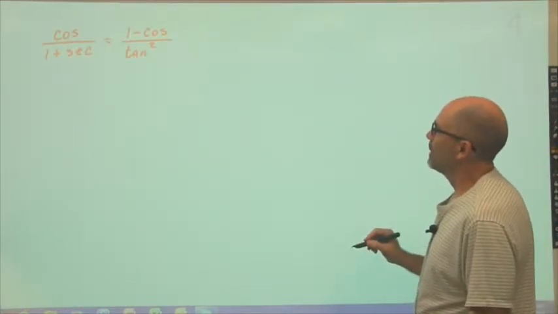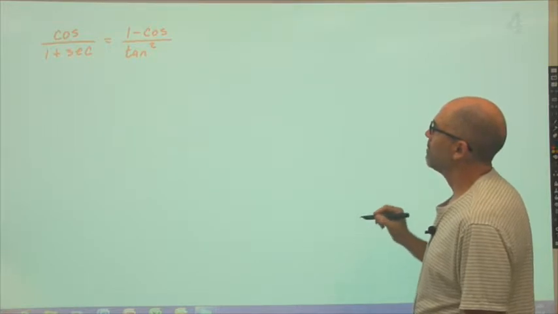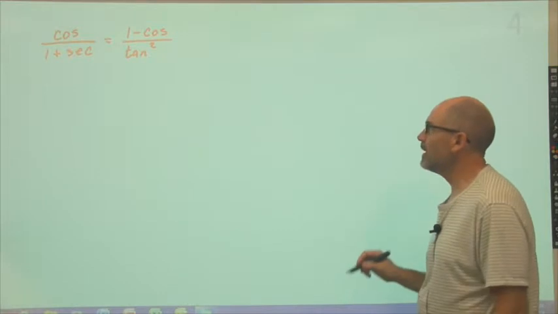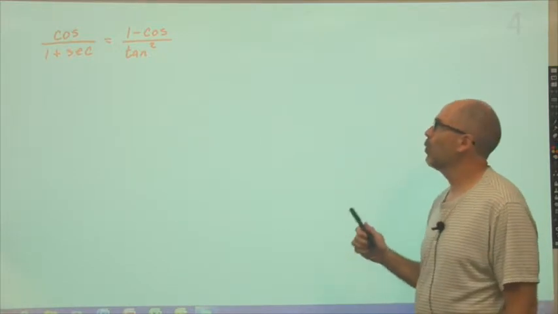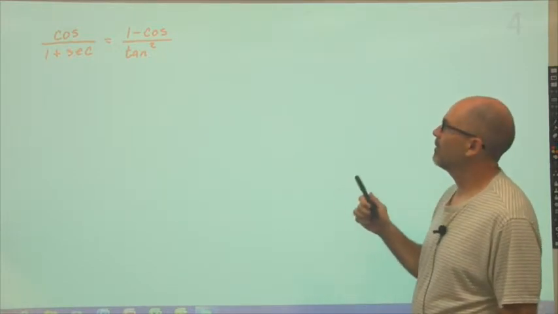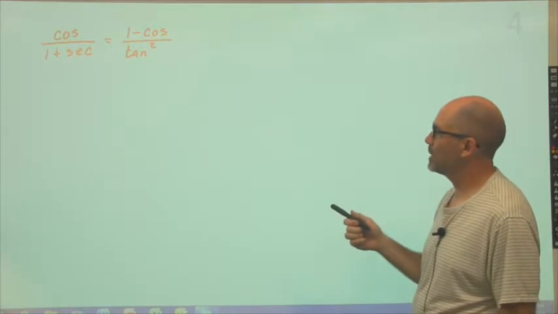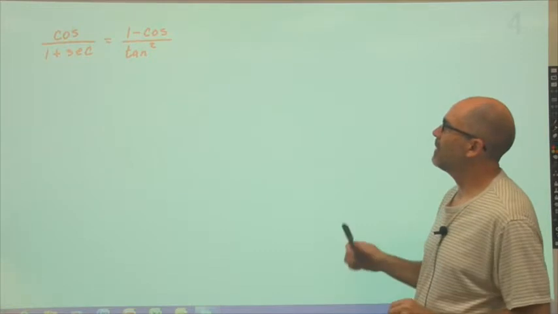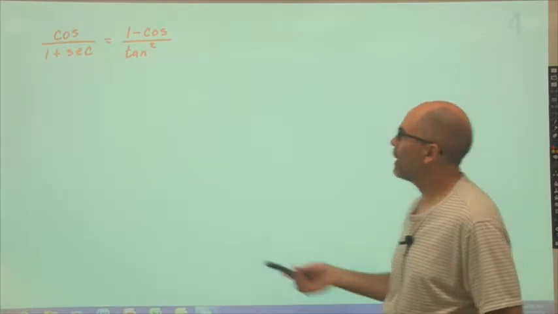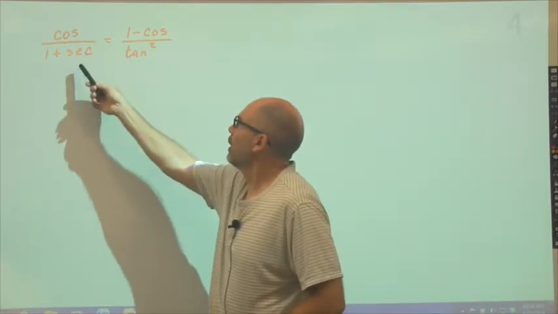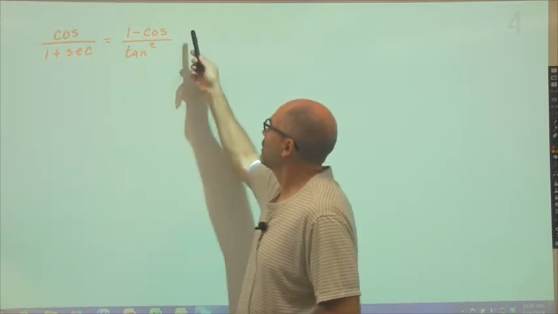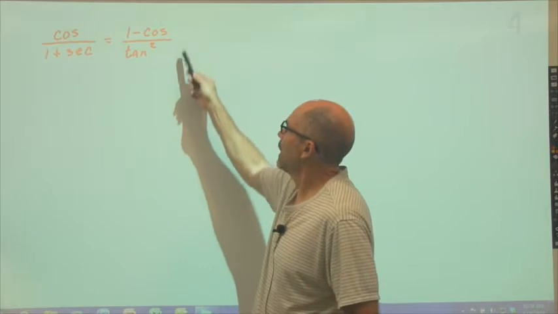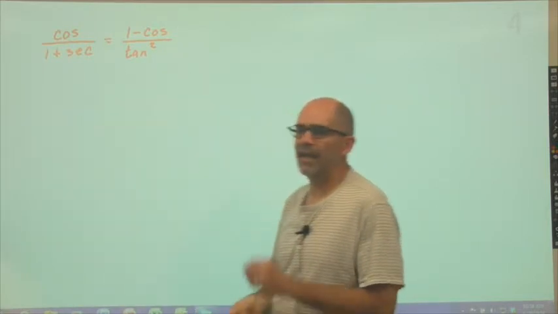All right. Cosine over 1 plus secant equals 1 minus cosine over tangent squared. Now this is an example where multiplying by the conjugate is going to help us. So I could multiply the top and the bottom here by 1 minus secant, or I could multiply the top and the bottom here by 1 plus cosine. So let's do the left side.